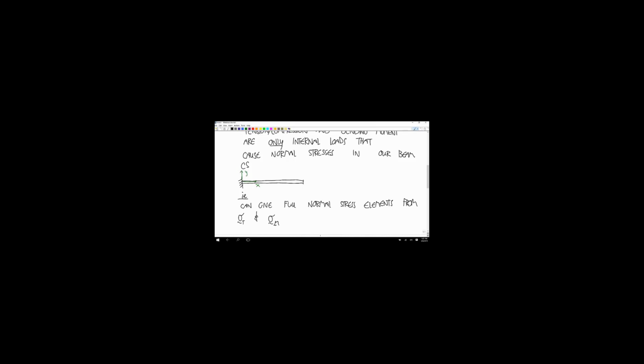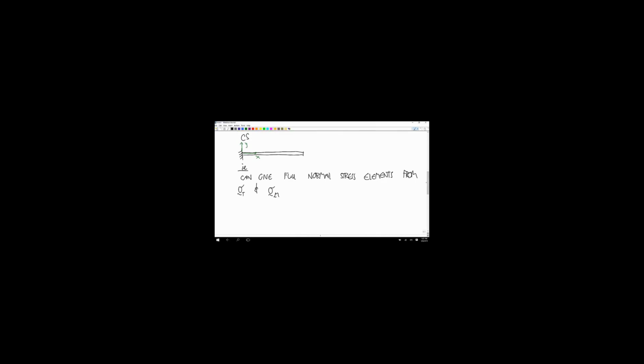That's not true of any coordinate system, because remember that for any crazy stress tensor, you can find a coordinate system that only has normal stress elements. But in this beam coordinate system, these are the only ones that contribute normal stresses. Okay, so we can start to do problems, we just can't fill out the whole stress tensor yet. We can do whole problems as long as all you have is tension compression and bending moments. So let's do an example.